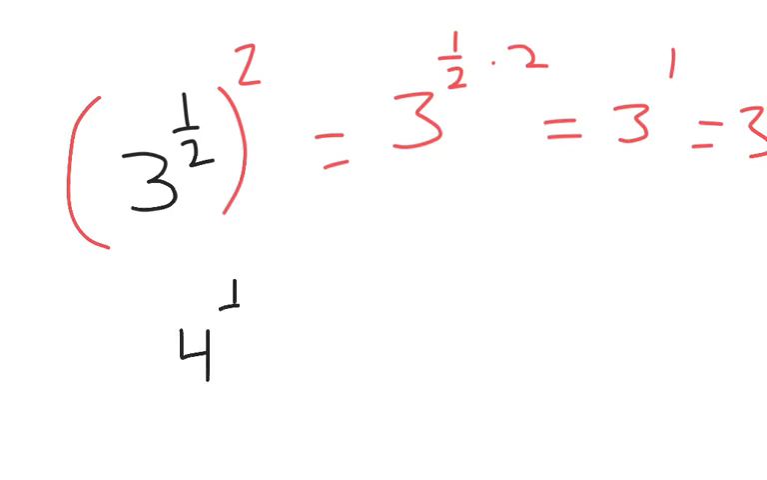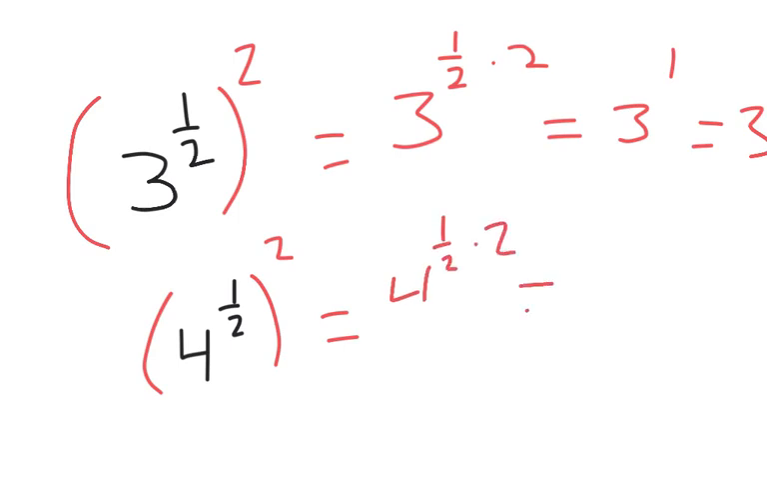Let's talk about 4 to the 1/2. If I did 4 to the 1/2 and I squared it, that would be 4 to the 1/2 times 2, which is 4 to the 1st. So what number times itself is 4? 2. Because when I multiply 4 to the 1/2 times itself, I should get 4, which means this number should have been 2.